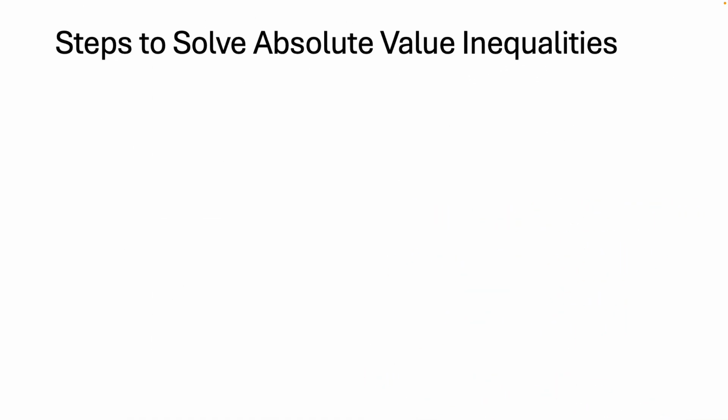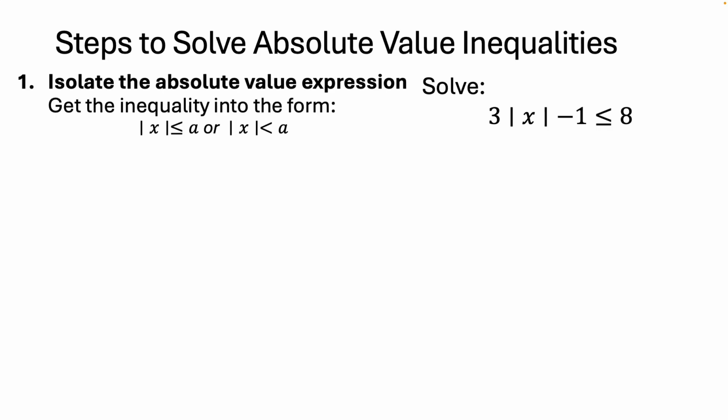Now let's learn the steps to solving absolute value inequalities. As we learn the steps, let's solve the inequality 3 times the absolute value of x minus 1 is less than or equal to 8. The first thing we need to do is to isolate the absolute value expression. We want to get the inequality into the form absolute value of x is less than or equal to a, or absolute value of x is less than a. The first thing that we need to do for this problem is to isolate the absolute value of x.